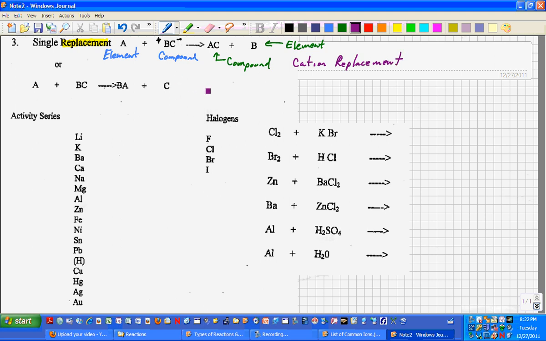This down here would be an anion replacement. And that's because in this case, here's my cation, here's my anion. The anion is the one that got replaced, that negative ion.